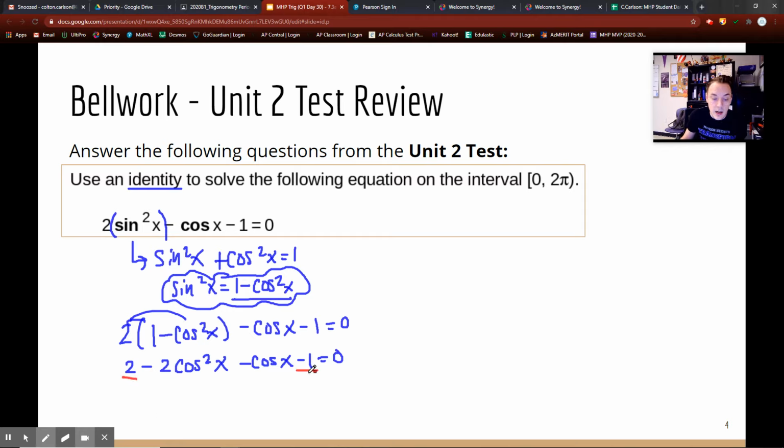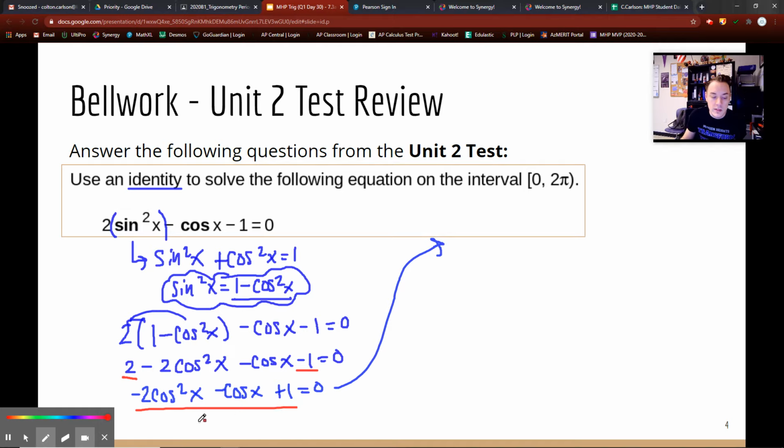So those can combine. And I have this, negative 2 cosine squared x minus cosine x, and then this is going to be plus 1. Now the problem with this is I don't want a negative out front with my squared term, so I'm actually going to divide by a negative 1 to everything, and what I do to one side I must do to the other, but it doesn't matter because 0 divided by anything is still 0. So that means I have 2 cosine squared x plus, because I'm dividing by a negative, every sign changes, cosine x and then minus 1 equals 0.